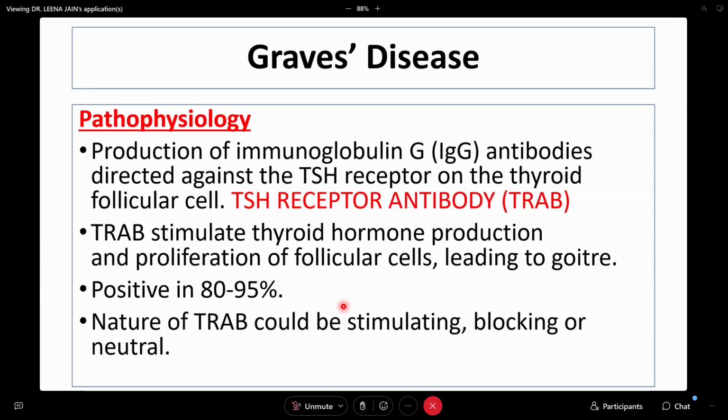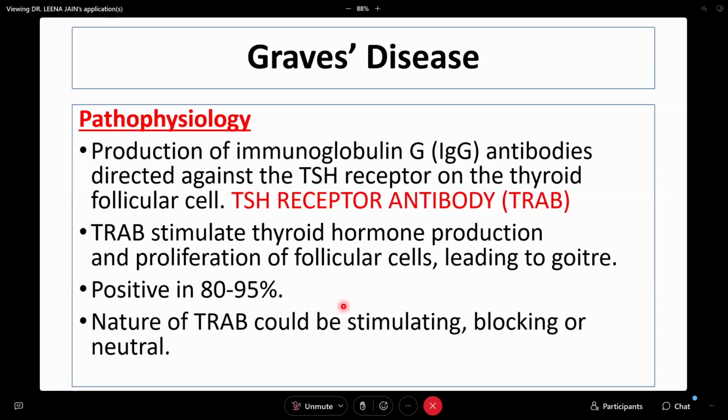Where is the TSH receptor present? They are present on the thyroid follicular cells. So antibodies are produced in the body against the TSH receptors. So we advise TRAB antibodies, that is TSH receptor antibodies, in Graves' disease. What these antibodies do basically is stimulate thyroid hormone production and proliferation of the follicular cells, and that leads to the goiter. They are positive in 80 to 90% of the cases.